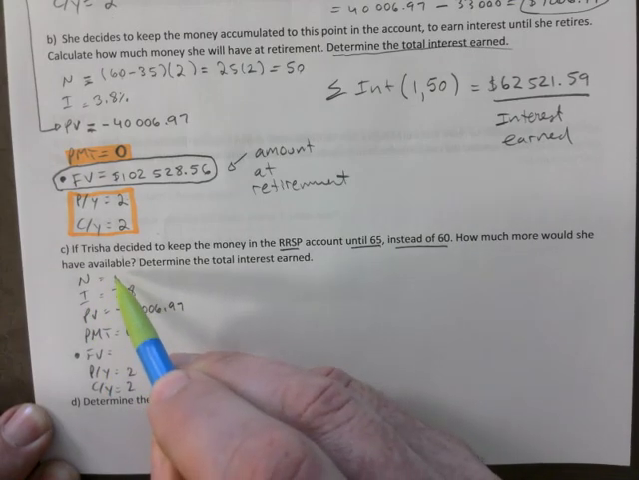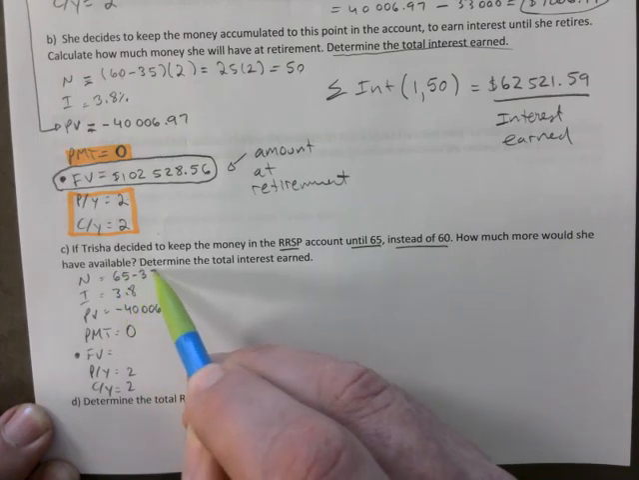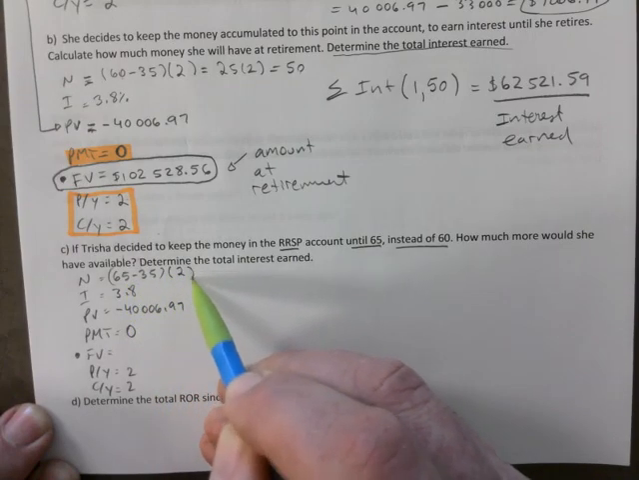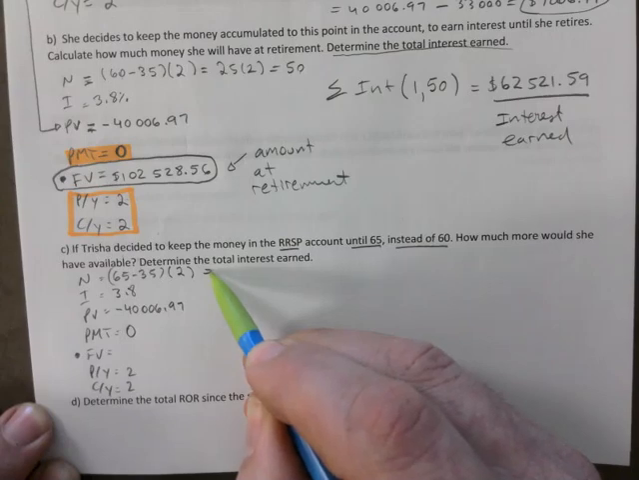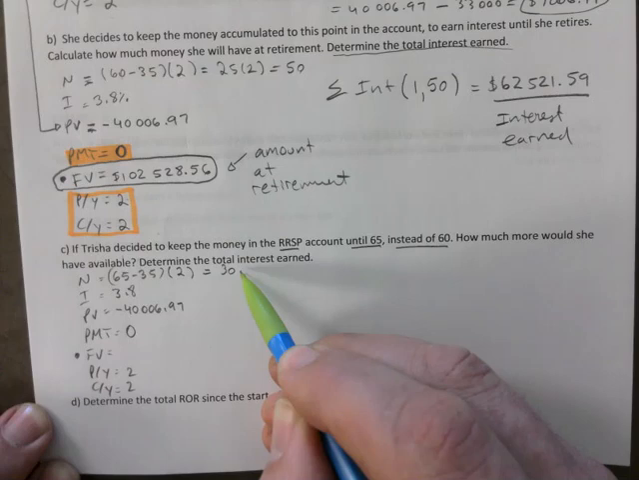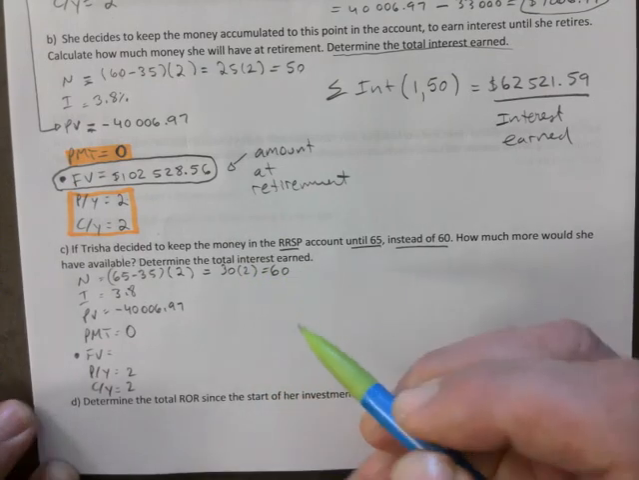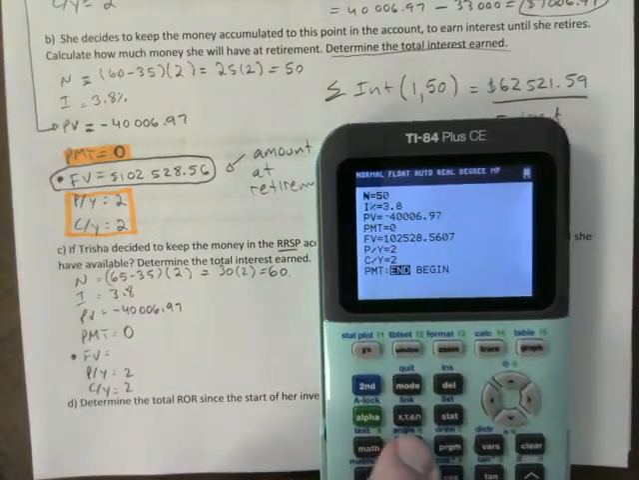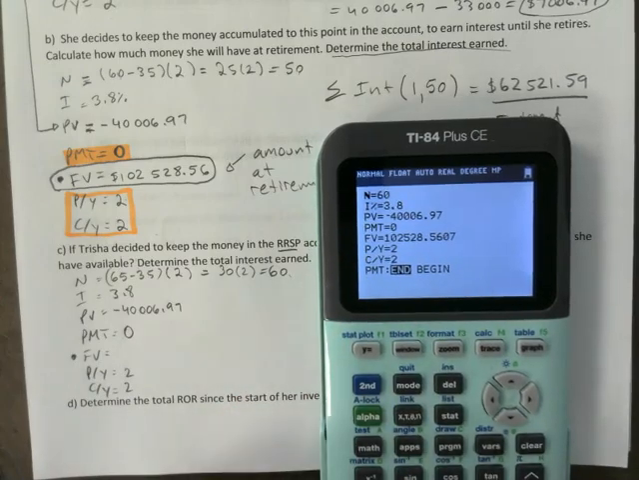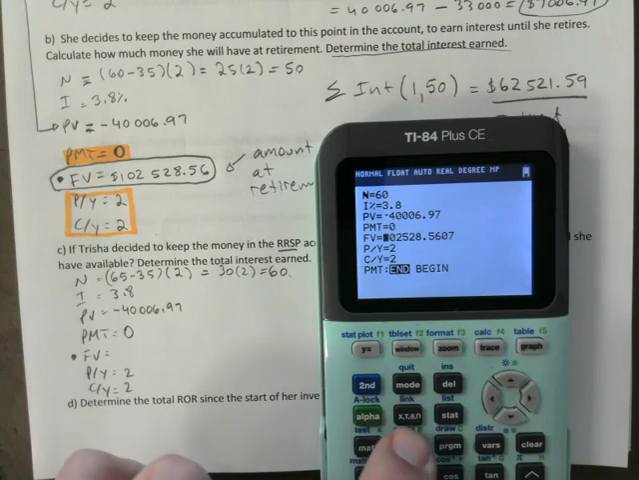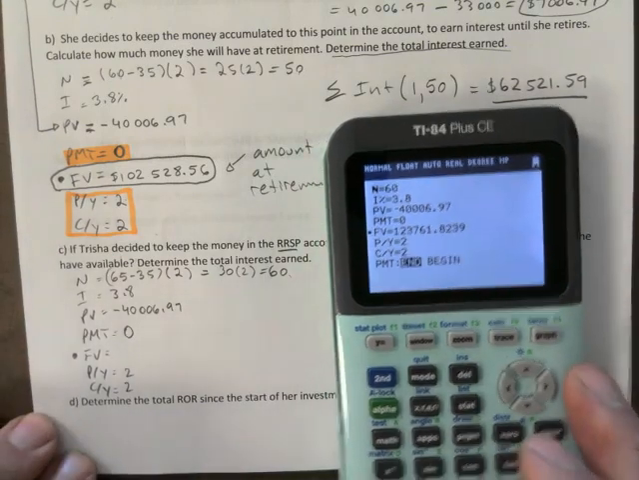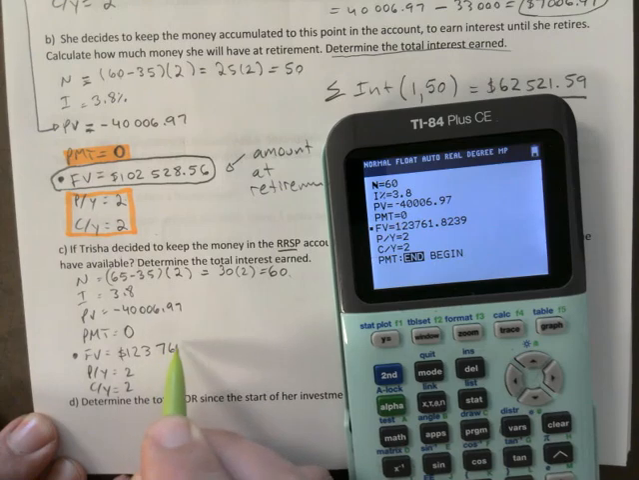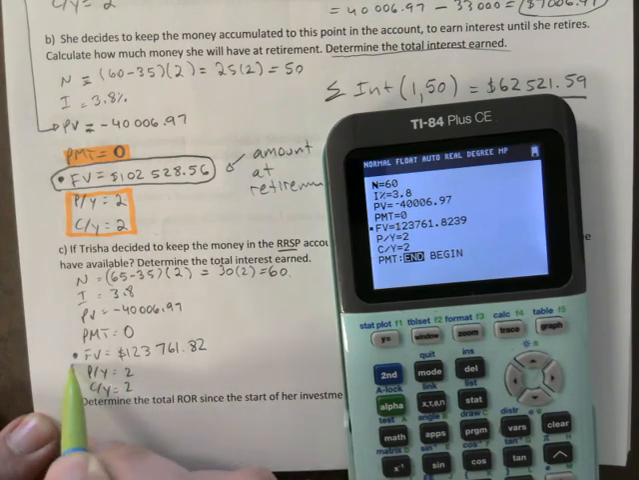But in this case, we're going to go 65 minus 35. So we're considering from 35 right up until 65. PY is 2. So that would be 30 times 2, which is 60. The only thing we really need to change in our TVM solver is the 50 to a 60 there. And let's see how much more we will have. Alpha, enter. We have 123,761 and 82 cents.